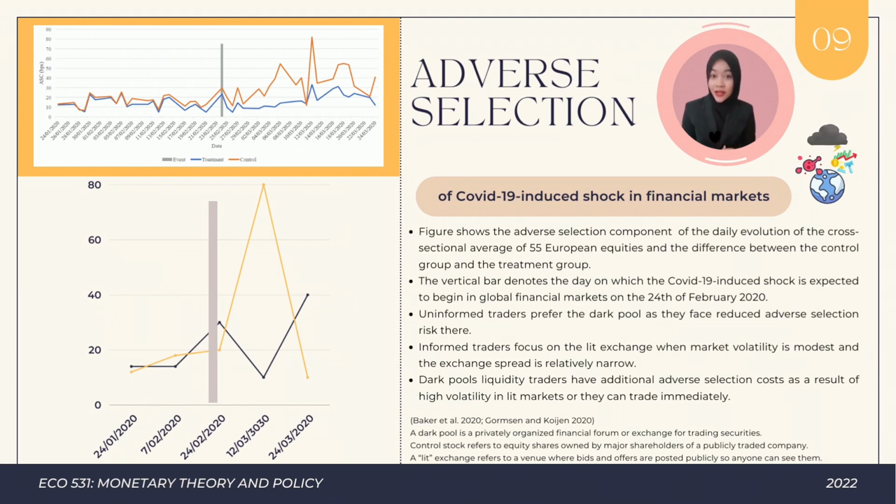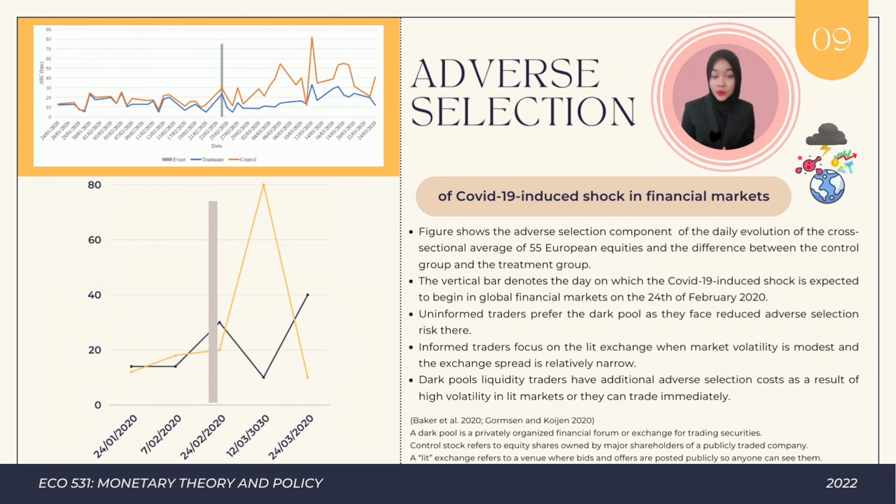This figure shows the adverse selection component. It shows the daily evolution of the cross-sectional average of ASCRD for 55 European equities that can be traded on both lit and dark markets, such as control stocks, and the difference between the control groups and the treatment groups. The vertical bar denotes the day on which the COVID-19 induced shock is expected to begin in global financial markets, which is the 24th of February 2020.